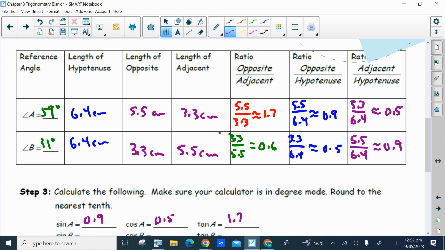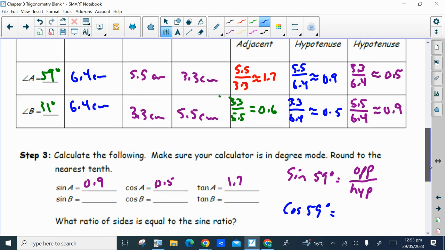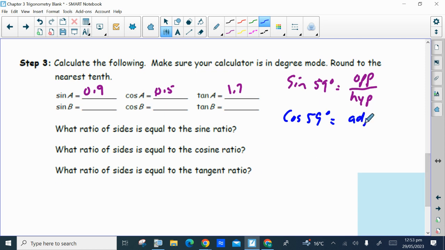So what this tells us then, the sine, which was 0.9, came from the opposite divided by the hypotenuse. So let's write that down. The sine of the angle, 59 degrees, came by dividing the opposite by the hypotenuse. So I just kind of use abbreviations there. The cosine of 59 degrees, which was 0.5, that came from dividing the adjacent by the hypotenuse. This was the adjacent side divided by the hypotenuse.